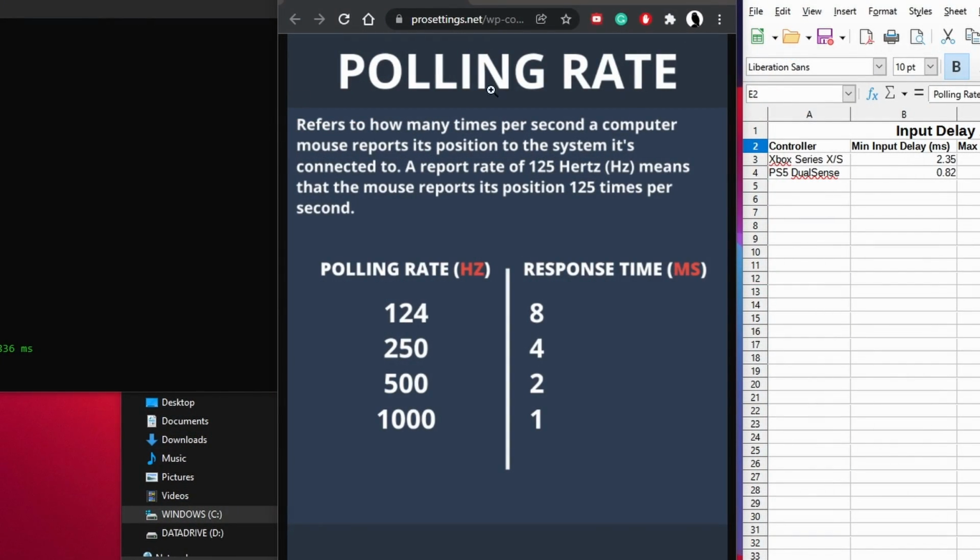And for those of you who don't know what polling rate is, it pretty much means how many times your device reports its position to the computer. So for example, at the rate of 125 Hz, that means that the controller is reporting its position 125 times per second. This web page also has a nice little chart here. Let's see if it's accurate.